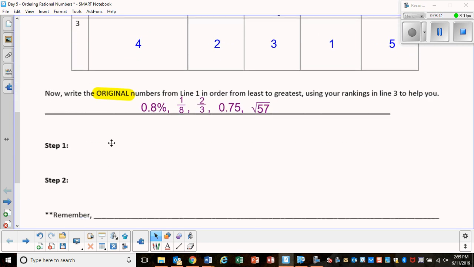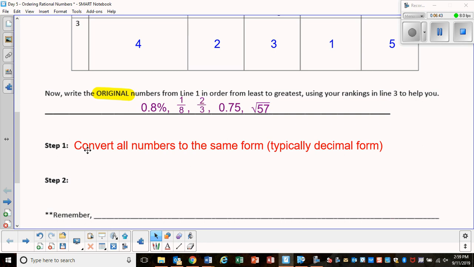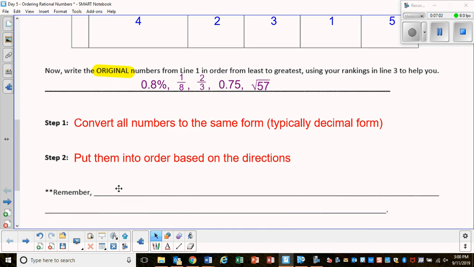Okay. So step 1, we're going to write it out. Step 1 for us, we're going to convert all the numbers to the same form, decimal form. Step 2, we're going to put them in order based on the direction. So if it says to go in least to greatest, smallest first, biggest last. Greatest to least, biggest first, smallest last. Remember, always write your final answer in the numbers in their original form.